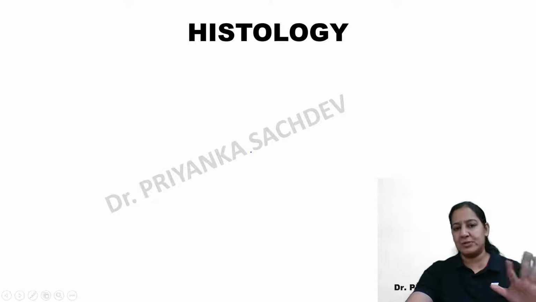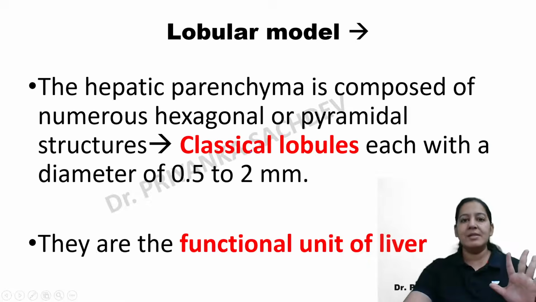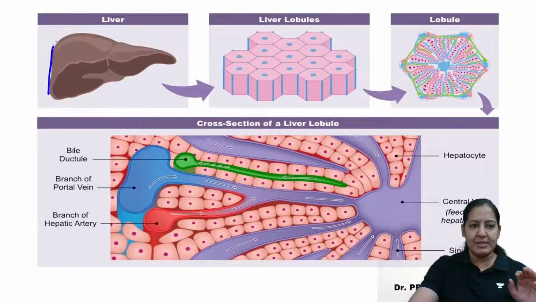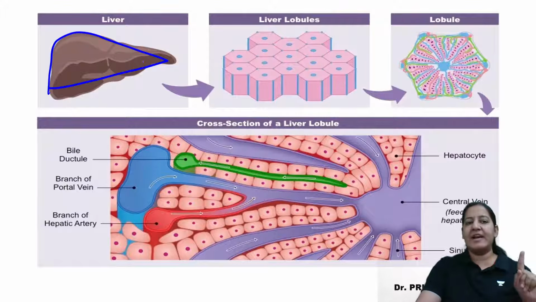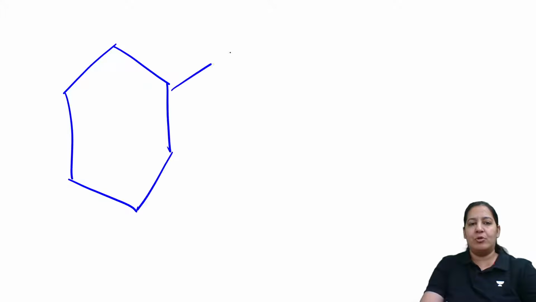Now let me tell you the histology of the liver, that is lobular model. After that I am coming on the cirrhosis, right? So listen. Let me tell you the lobular model. Now this is the liver. Can you see in this diagram? This is the liver. If you cut the liver and see, entire liver is divided into multiple lobules. Lobules, the hexagonal lobules. Let me draw a few lobules to explain you the concept.